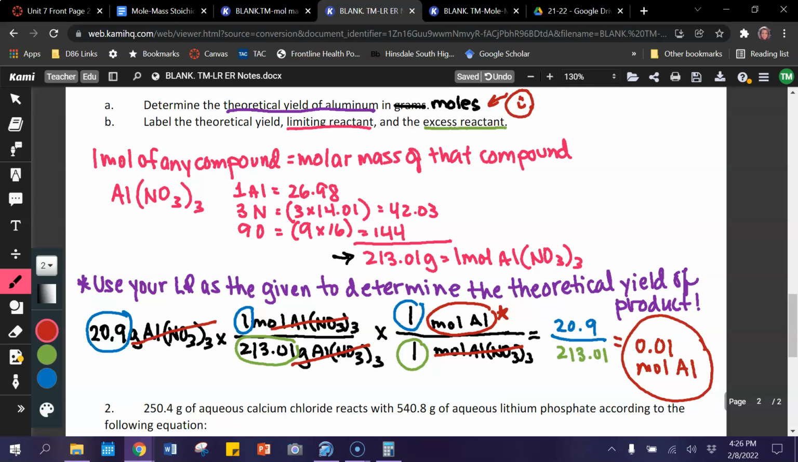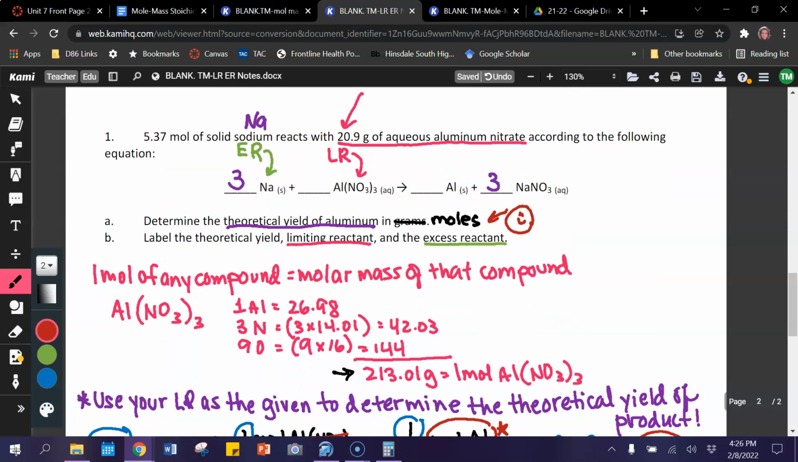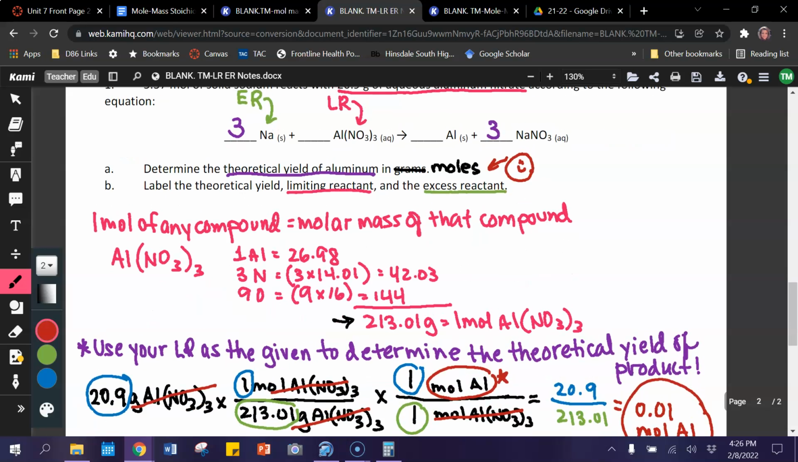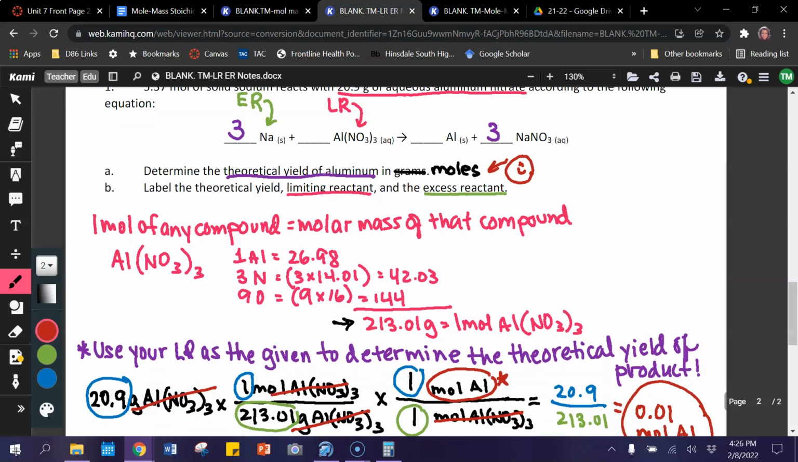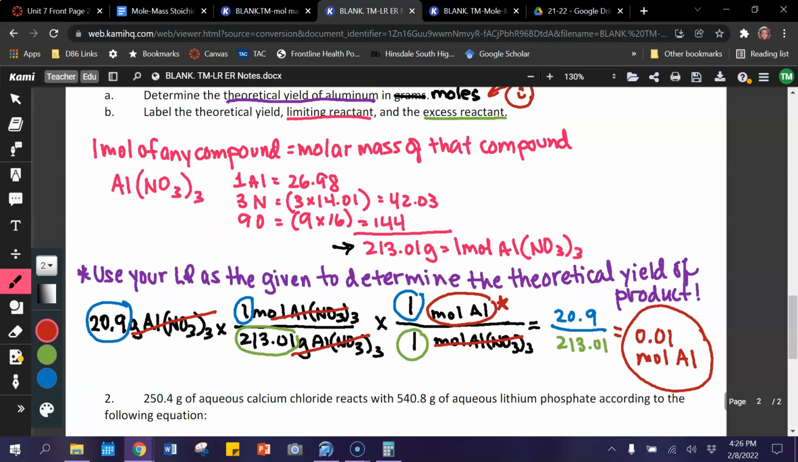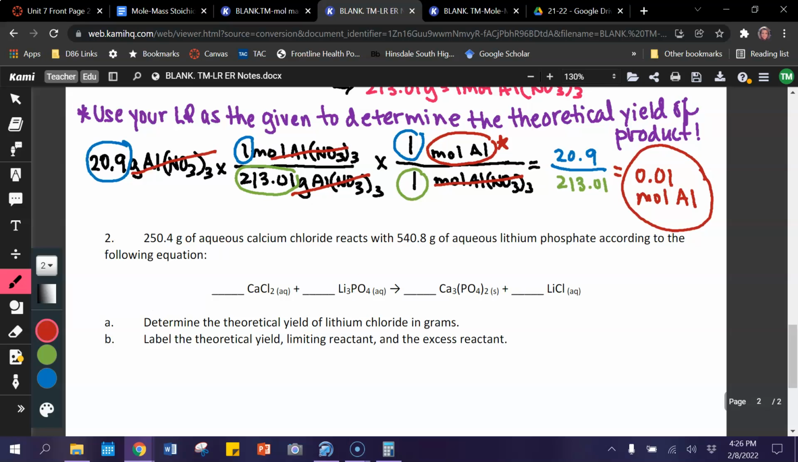And this should make sense because, like I said at the very beginning, a mole of aluminum nitrate, one of our reactants, weighed 213.01 grams, but we only had 20.9 grams. So we had a lot less than what we needed for the reaction. So our final product, what we were looking for, our aluminum, would be way less than what we should normally get. Normally we should only get 1 mole, but using that small amount of aluminum nitrate gives us way less than 1 mole, and that's exactly what we have. So our problem makes sense.